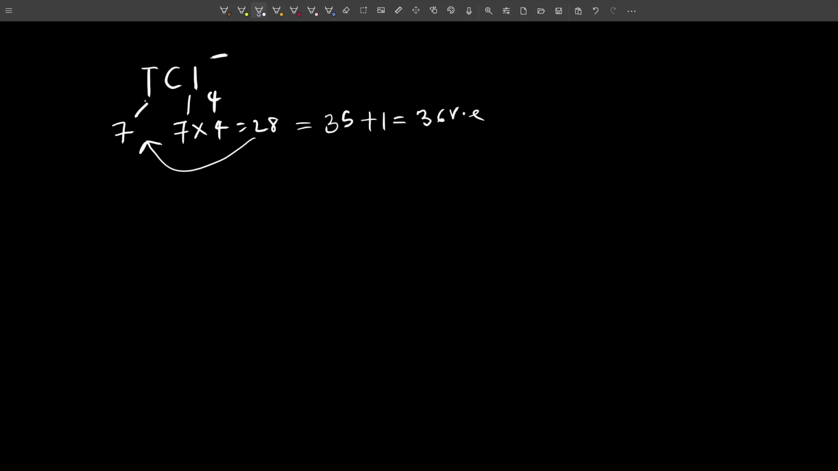So between iodine and chlorine, which will be the central atom? The one with the lower electronegativity. So iodine is lower, if you look at your periodic table.